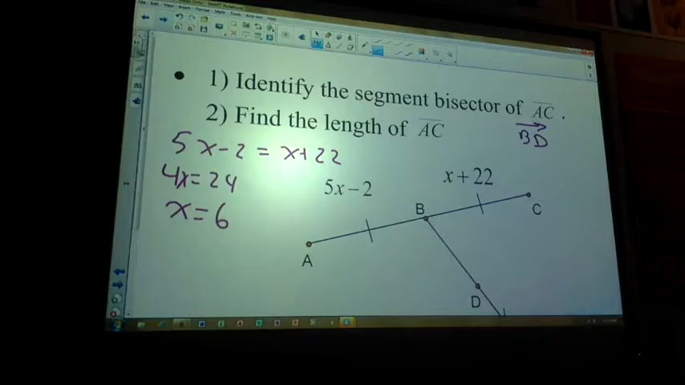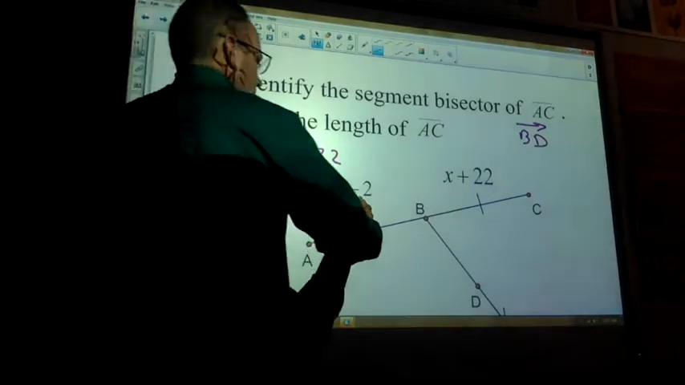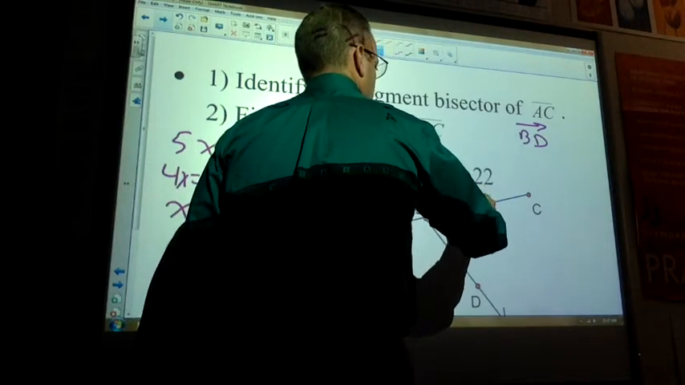It's being recorded if you need to take a look. Okay, identify the segment bisector of AC. So we have two little tick lines that are put. So what can you tell me about AB and BC? Well, the bisector appears to be what?